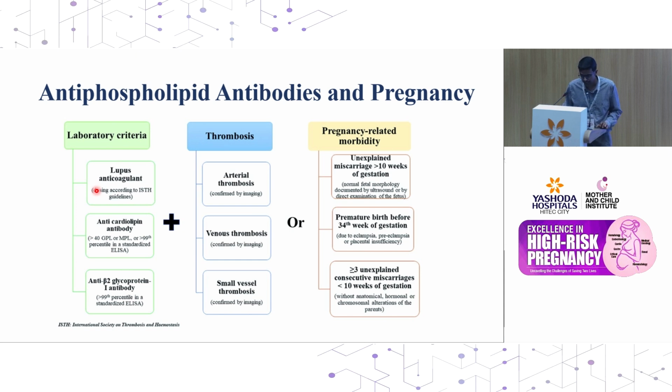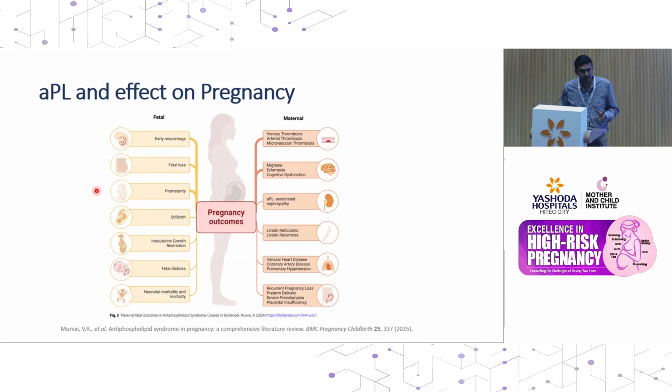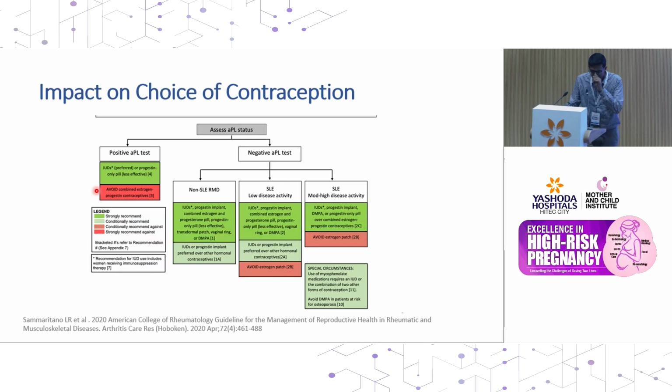or preeclampsia. Now, the antiphospholipids can affect pregnancy in various ways, both maternal and fetal, which can be miscarriages, fetal loss, prematurity, stillbirth. And on the maternal side, it can cause thrombotic events, nephropathy, migraine, CNS effects, skin rashes like livedo racemosa, and even valvular heart disease. Now, I just highlight this in brief.